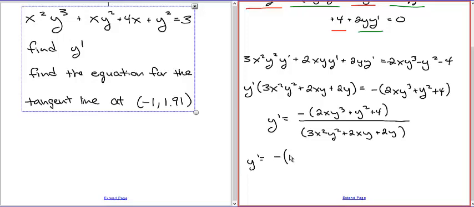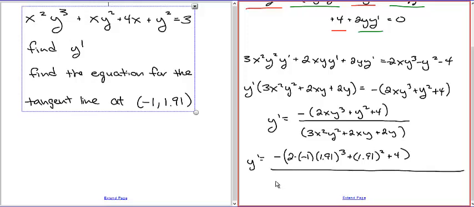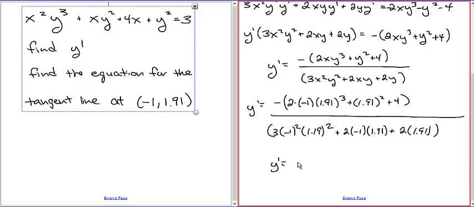So you have negative the quantity 2 times x, which is -1, times 1.91 cubed plus 1.91 squared plus 4, close parenthesis, all divided by 3 times -1 squared times 1.91 squared plus 2 times -1 times 1.91 plus 2 times 1.91, close parenthesis. Now I'm going to let you multiply that out, but what you'll get is y prime equal to 0.575. So that's the slope of the tangent line at this point.